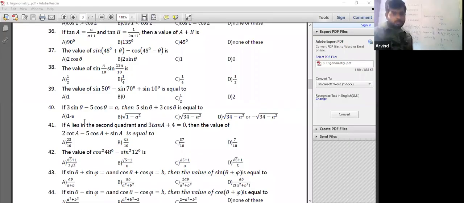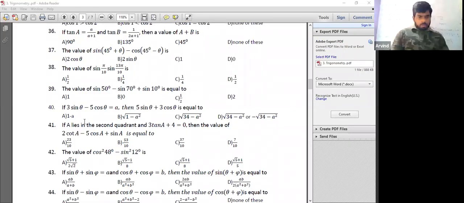Let's go to the next one. The value of cos square 48 minus sin square 12. Please do it. The value of cos square 48 minus sin square 12. Again, the complementary angles concept must be used. So you have to find the value of cos square 48 minus sin square 12.